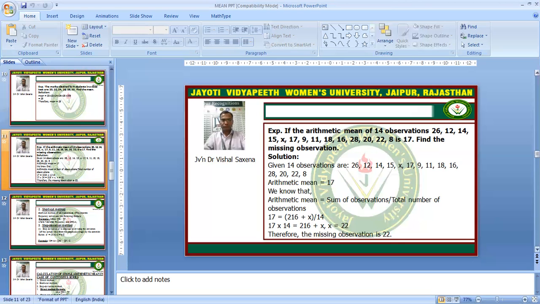On the left hand side we write 17, because 17 is the value of the arithmetic mean, and on the right hand side we write the summation value of data in the numerator. So that becomes 216 plus x divided by 14. The denominator is 14, which shows the total number of observations, while 216 plus x, written in the numerator, shows the sum value of all observations.